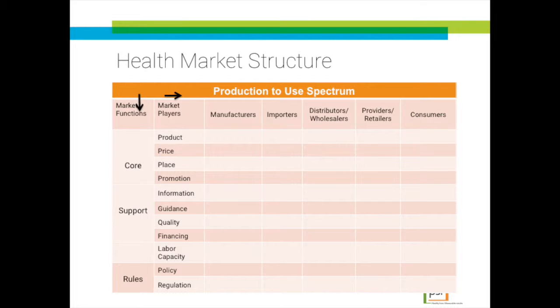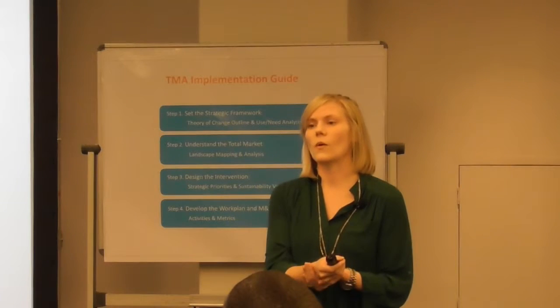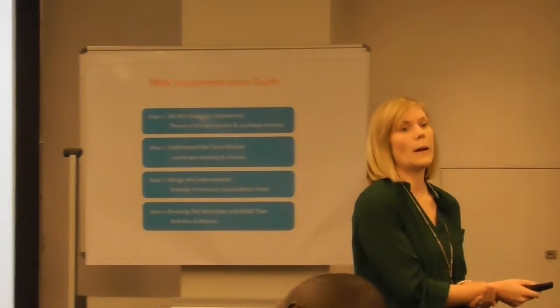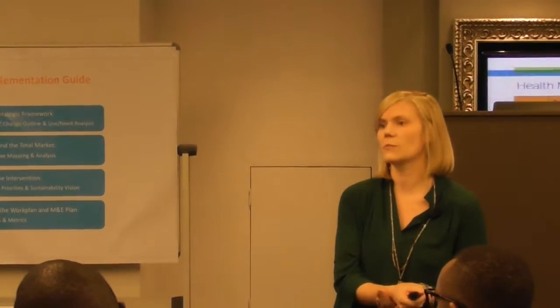Across the top are the major market players, going from manufacturer down to retail level. And now along the left-hand side, we've taken all those market functions. So across the top, you have market players, and along the side, you have market function. This allows us a way to collect information by market player according to the market function they're performing or not performing.